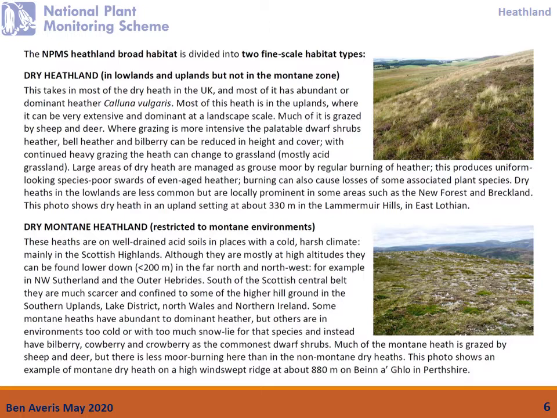Dry montane heathland is restricted to montane places where the climate is relatively cold and harsh. It's mainly in the Scottish Highlands, but there are small areas of it further south. The further south you go, generally the higher up in the mountains you need to go to find montane heath. When you go right in the far north of Scotland, you can find montane heath surprisingly low down.